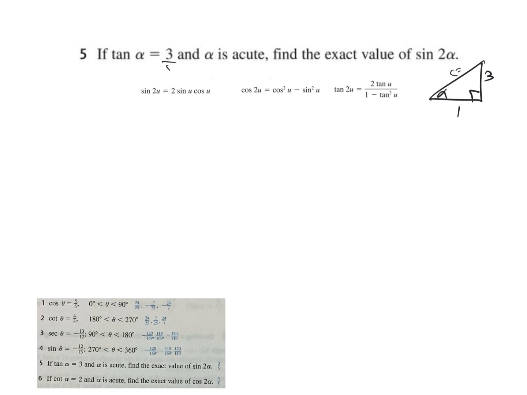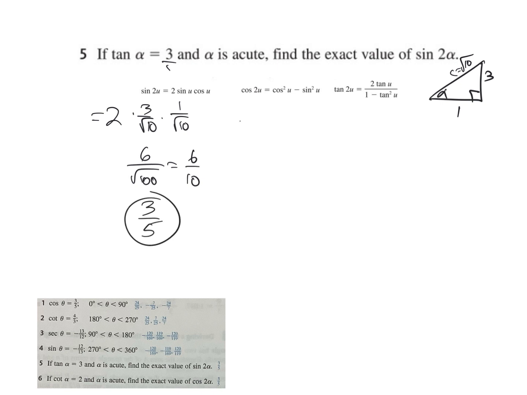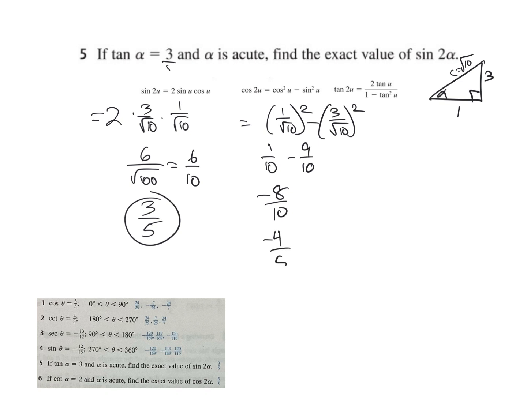So c squared is equal to a squared plus b squared, so 1 plus 9 is 10, so c is the square root of 10 for what we're doing on this. So the sine of alpha here is 3 over square root of 10. Cosine is 1 over the square root of 10. So now this is 6 over the square root of 100, or 6 over 10, which is 3/5. Now the cosine squared is 1 over the square root of 10 squared minus 3 over the square root of 10 squared. So that's 1/10 minus 9/10, or negative 8/10, and reduced by 2, you get negative 4/5.